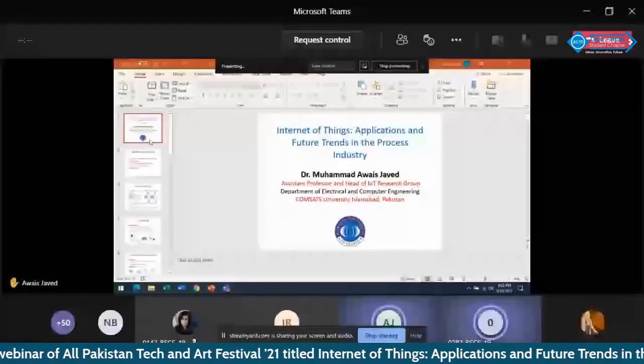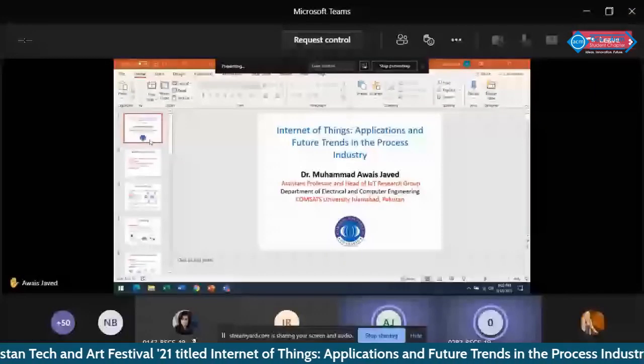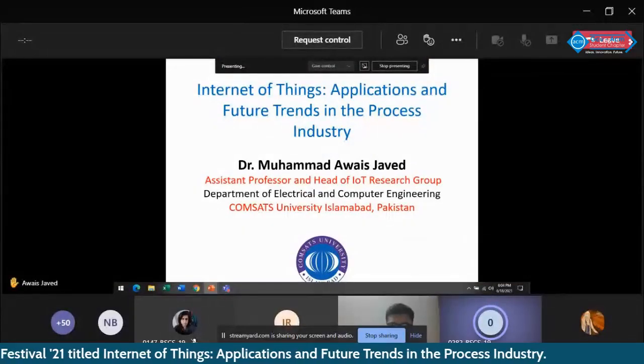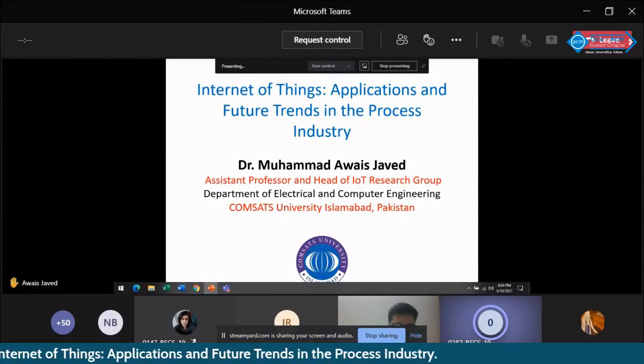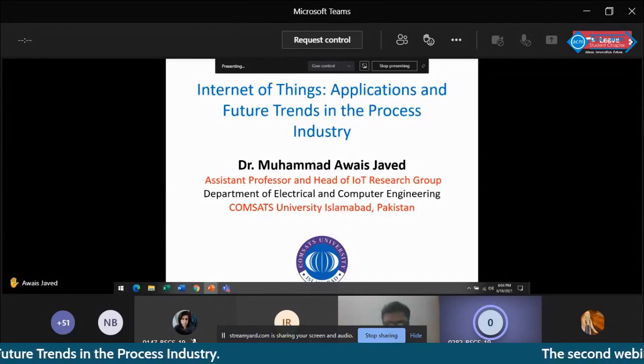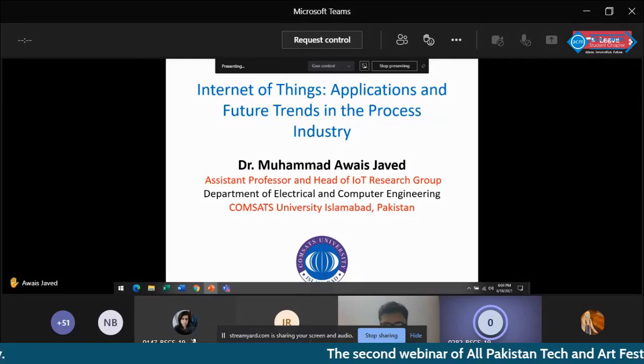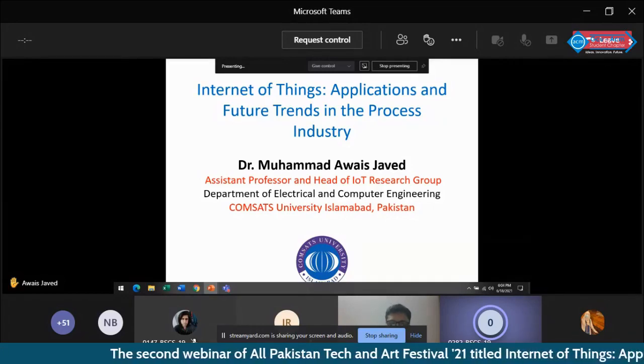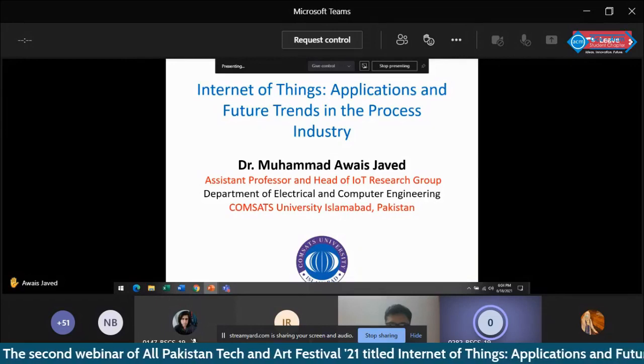Internet of Things, applications, and future trends in the process industry. Internet of Things will enable interconnections of billions of devices and physical objects around us with the Internet. These objects will be equipped with a variety of sensors to collect different types of data from them.